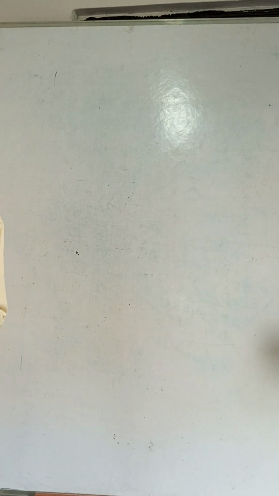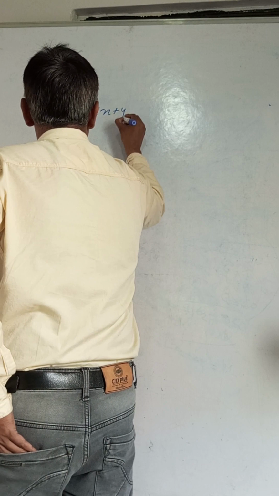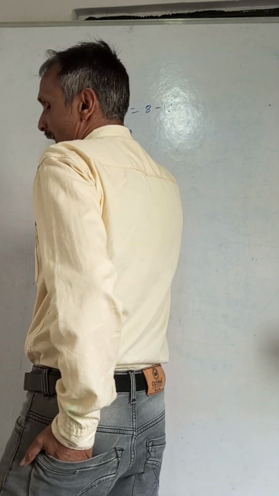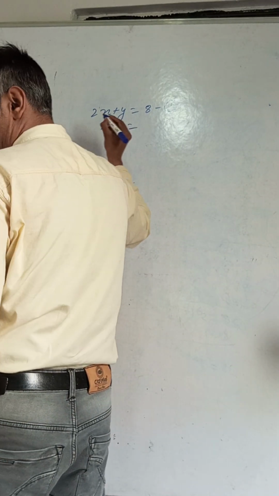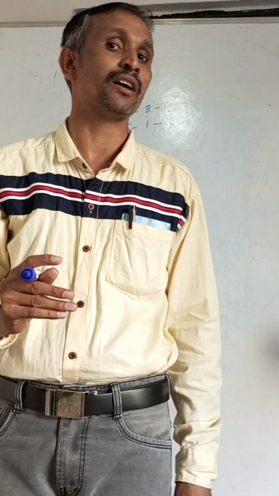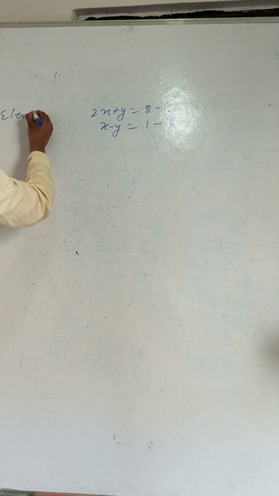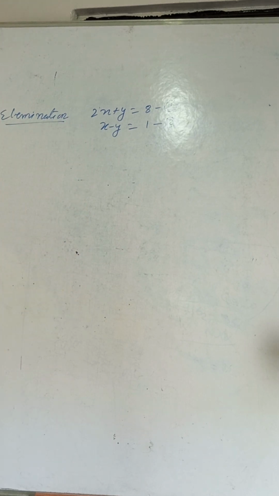Next question is given: solve the linear equations 2x plus y is equal to 8, equation number 1, and another one given, x minus y is equal to 1, equation number 2. Solve by the elimination method. We have to use the elimination method.